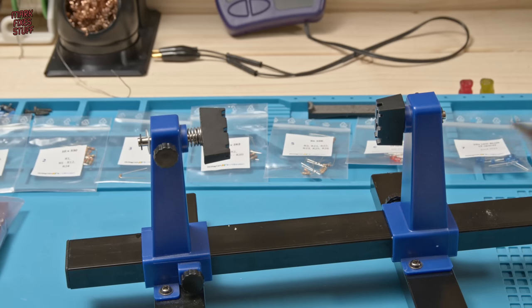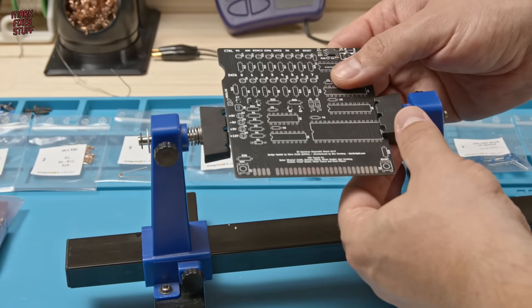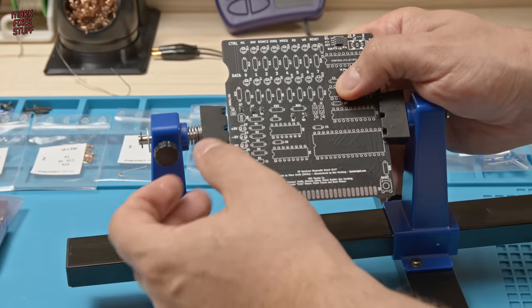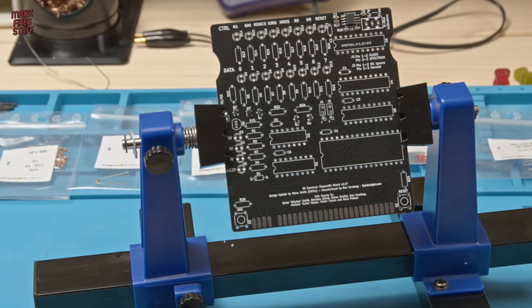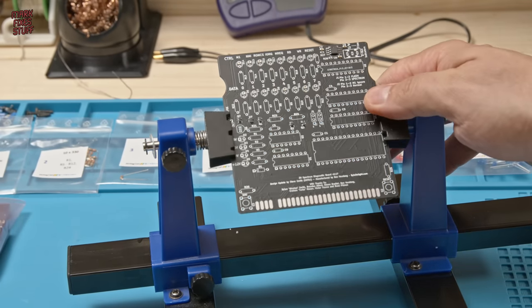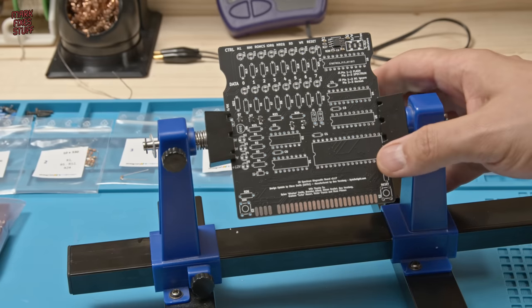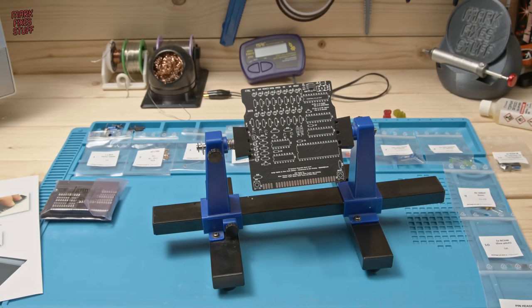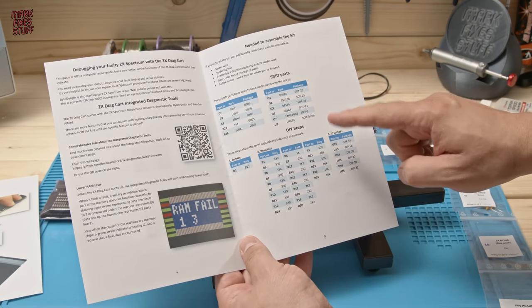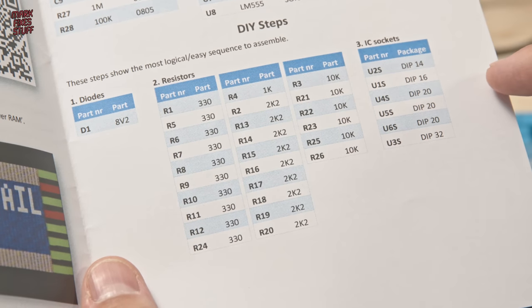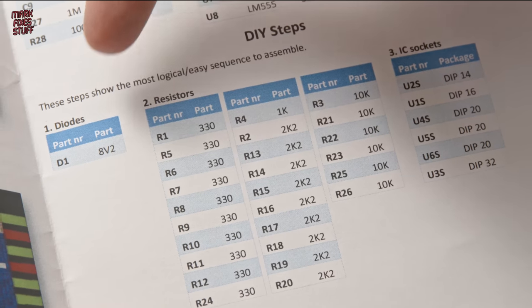I've fallen out of love with this PCB holder of late. It seems to have developed a bit of a wobble, so apologies for any wobbly bits in this video. Sorry. Byte Delight have produced this detailed build order, so we're going to follow it. Diodes, resistors and IC sockets first.